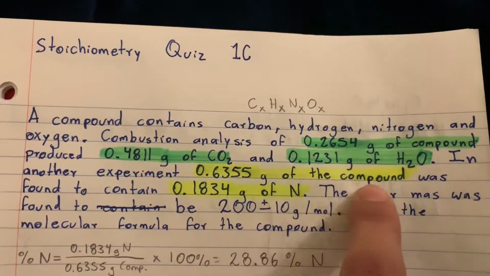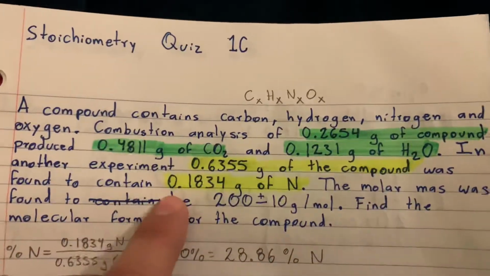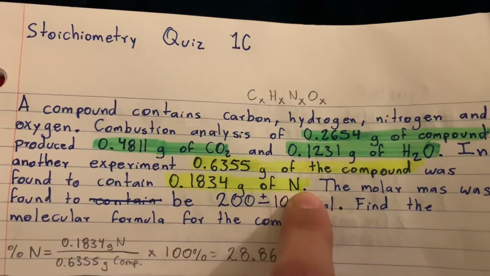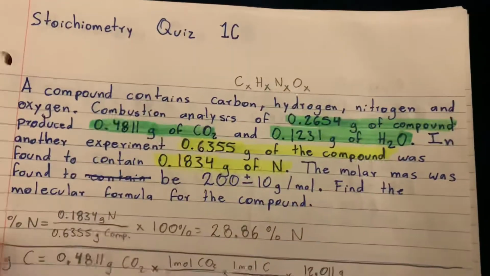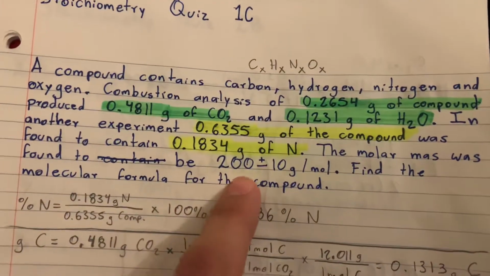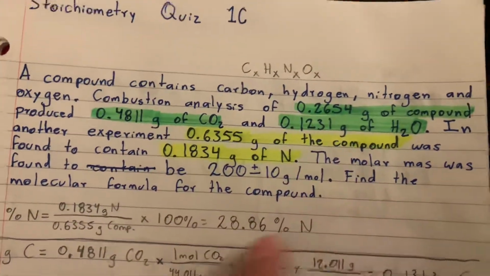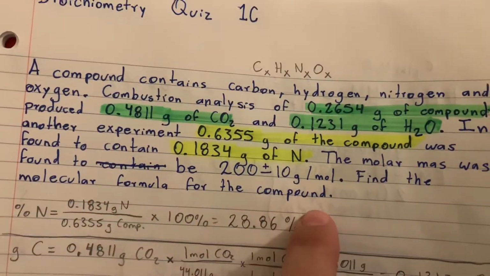And it says that in another experiment, 0.6355 grams of the compound was found to contain 0.1834 grams of nitrogen. The molar mass was found to be 200 grams. Find the molecular formula for the compound.